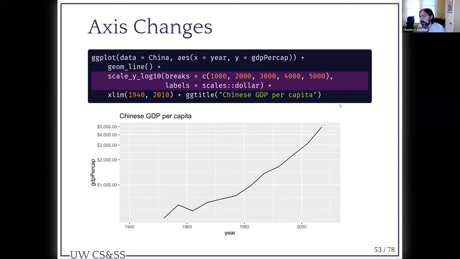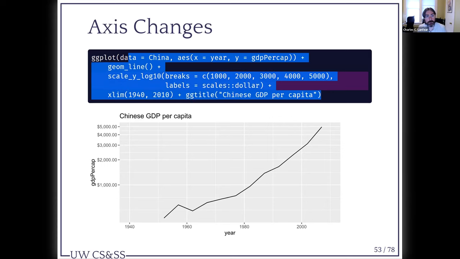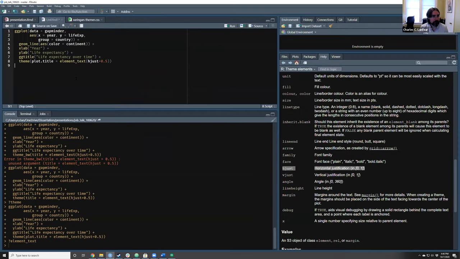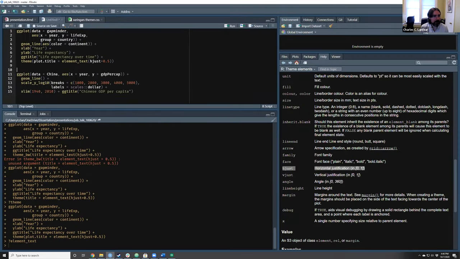So if we were to do this on a non-logarithmic scale, would the layer be scale_y? So if you wanted to change the breaks and the labels and you didn't want a logarithm, it would be scale_y_continuous. So I could show you this exact same plot. I have to create the China data really fast.